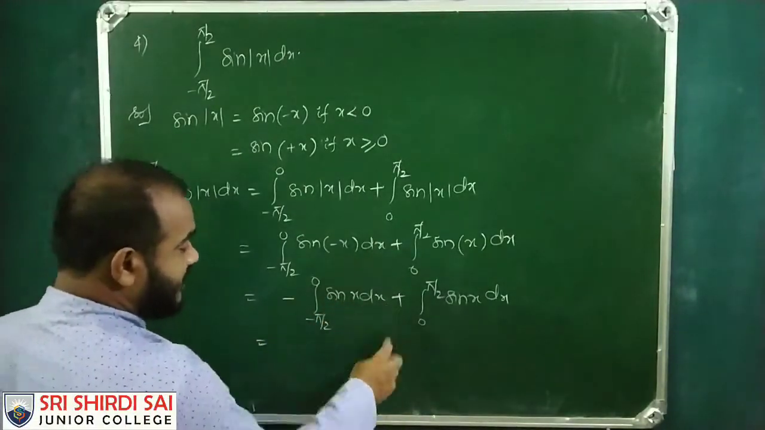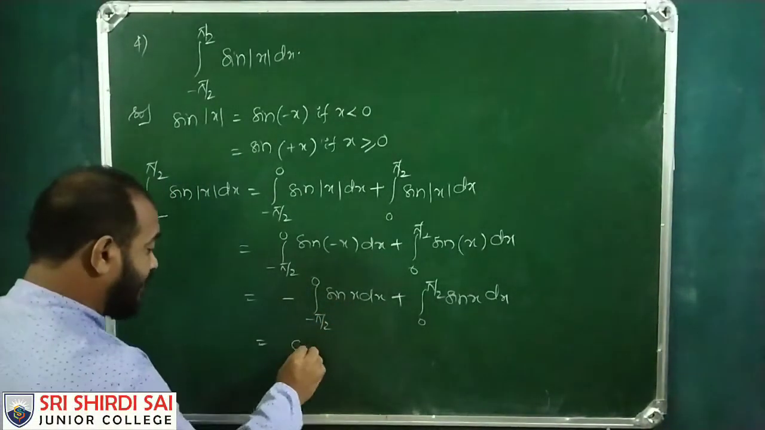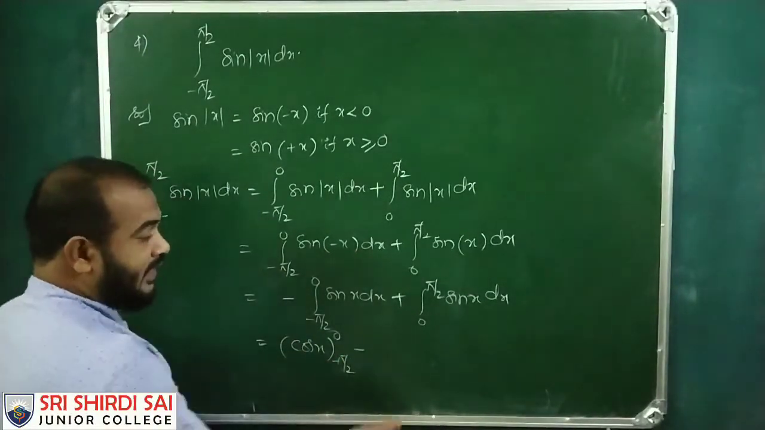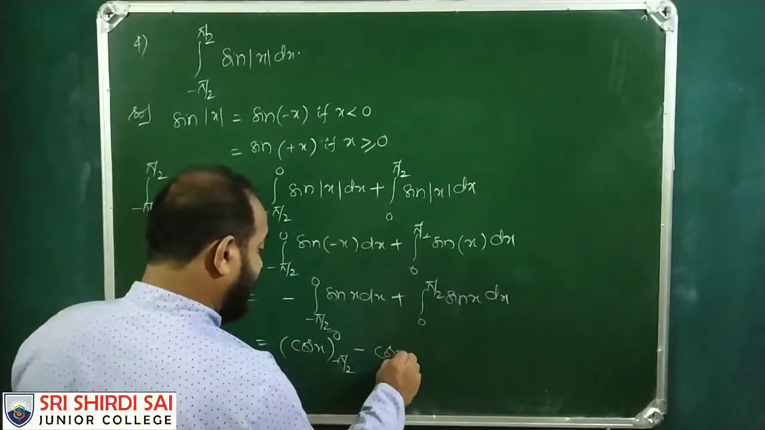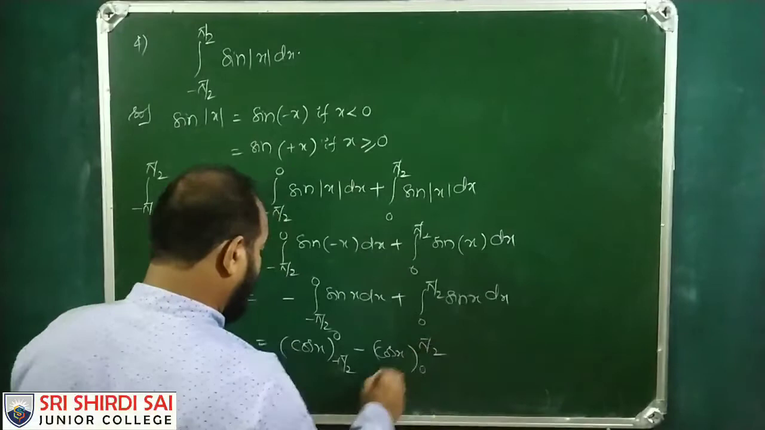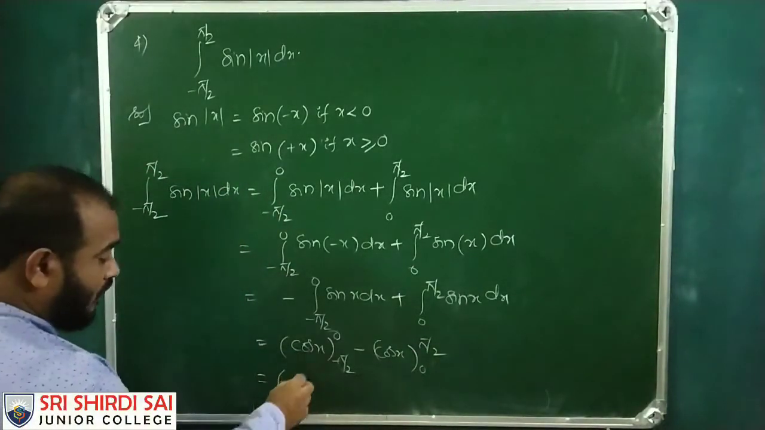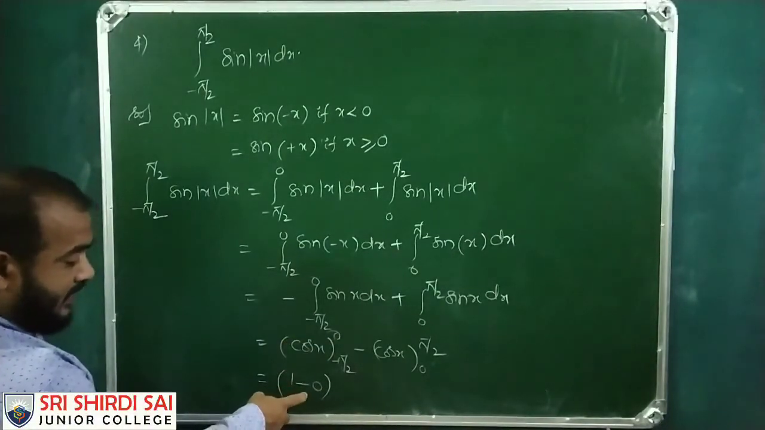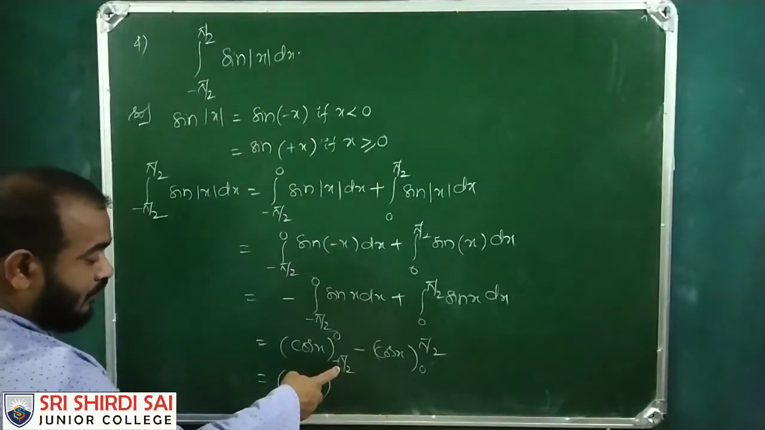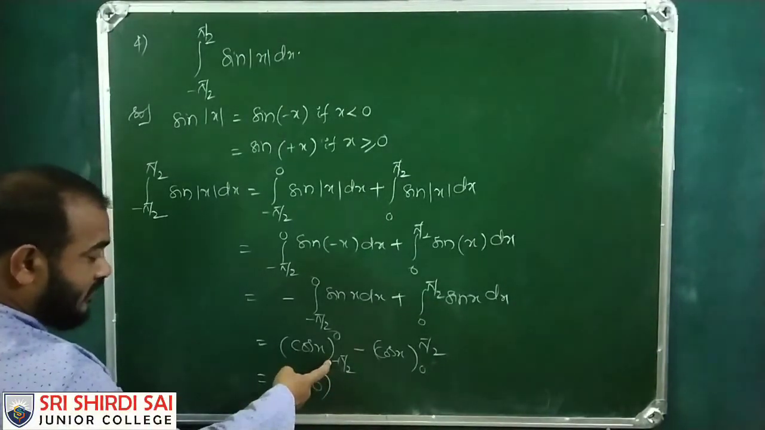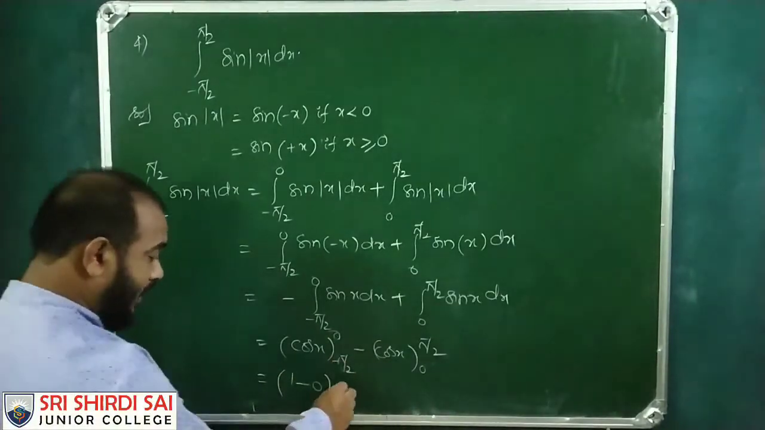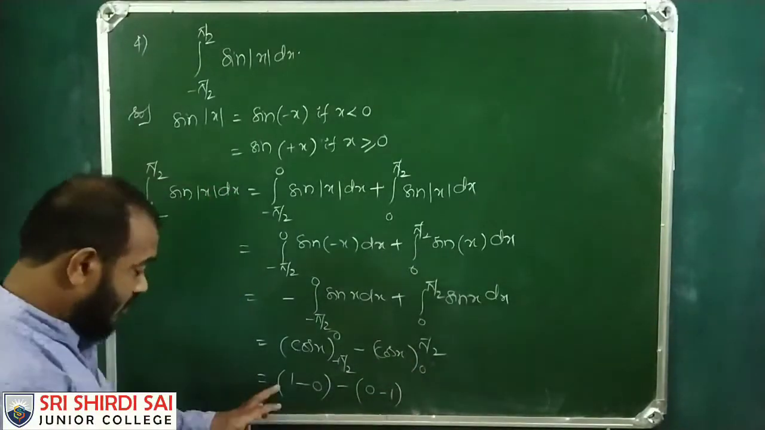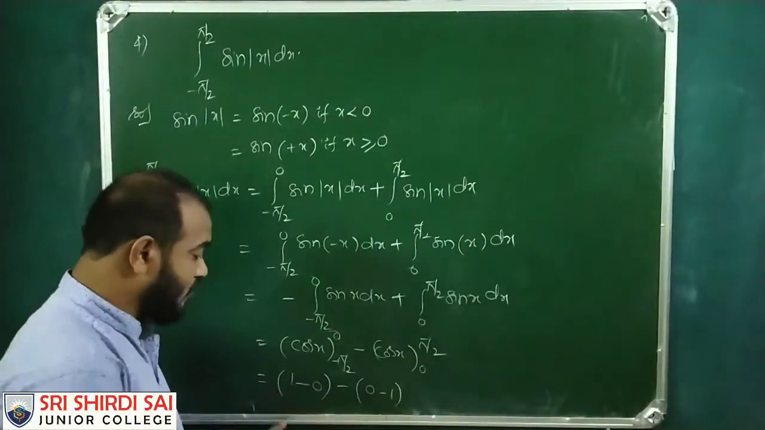What is the integral of sin x? Minus cos x. Minus of minus is plus cos x from minus pi by 2 to 0. The integral of sin x is minus cos x, so minus cos x from 0 to pi by 2. Now simply apply the limits. Cos 0 is 1, minus cos 90 is 0. Cos 0 is 1, minus cos of minus pi by 2; cos of minus pi by 2 is cos pi by 2, which is 0, minus cos 90 is 0, minus cos 0 is 1. So minus of minus is plus 1. 1 plus 1 is 2.